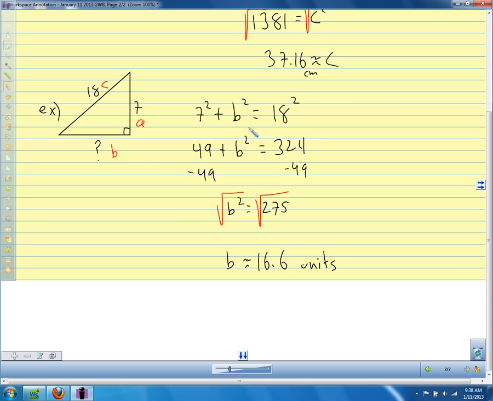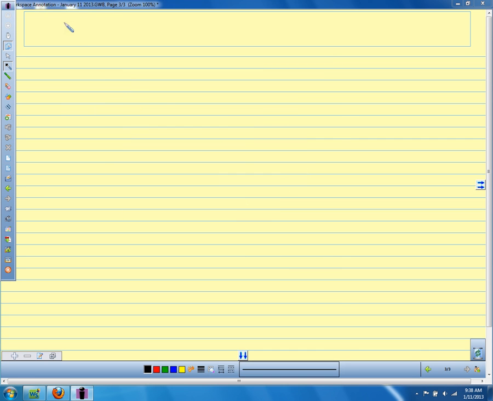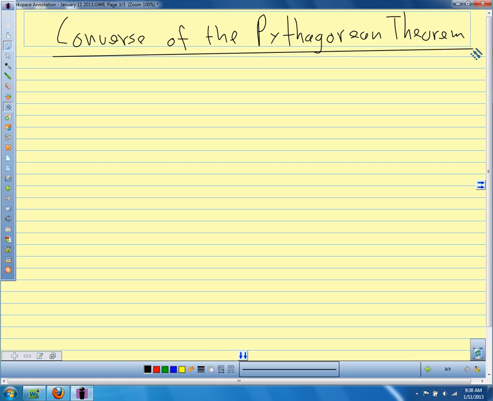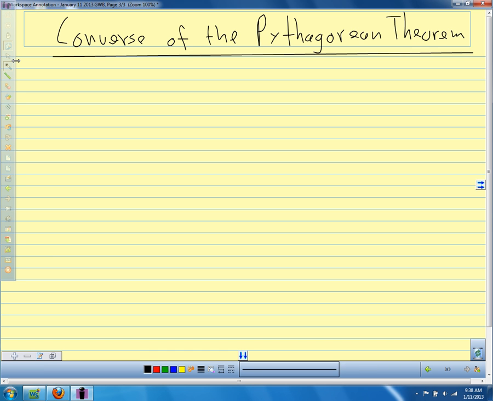All right, let's go a little further with the Pythagorean theorem. We're going to talk about the converse. At the beginning we said if we have a right triangle with sides A, B, and C, then a squared plus b squared equals c squared. We want to form the converse. What do we do to form the converse of an if-then? Switch the if and then, switch the order.